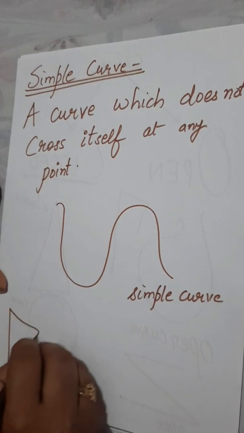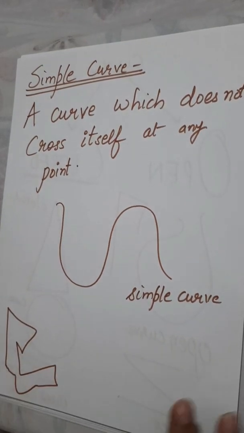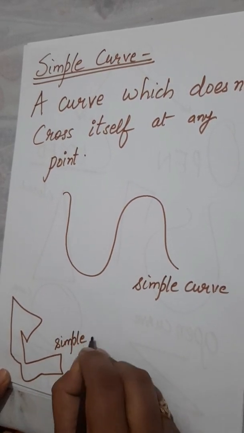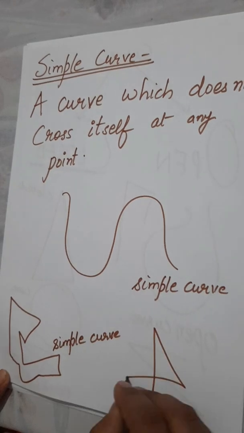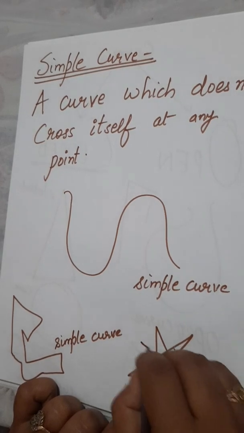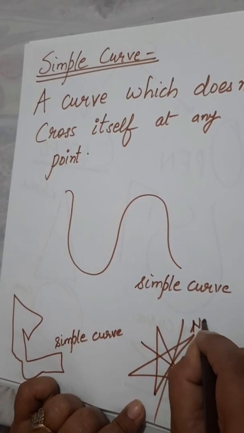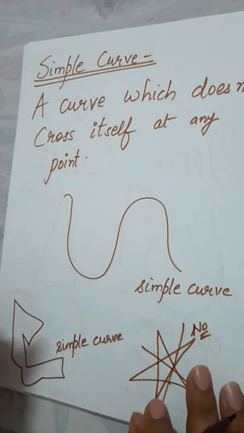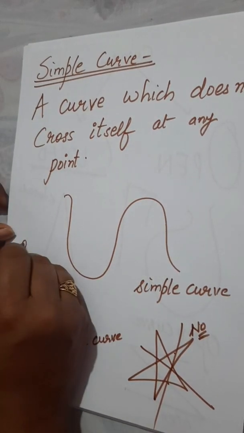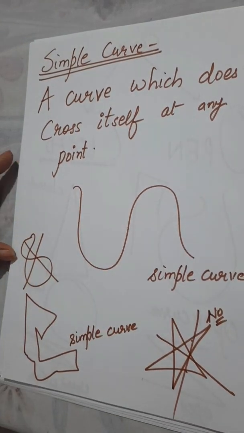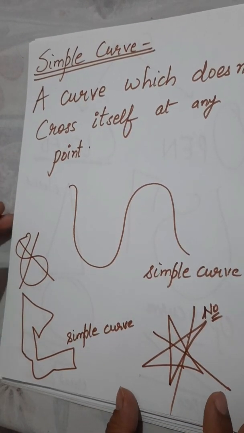If I draw like this, this curve is also not crossing at any point. This is also an example of a simple curve. But if I draw a curve like this, the line segments are crossing each other at so many points. So this is not an example of a simple curve, because a simple curve does not cross itself. If I draw like this, it also crosses at a point. So this is not a simple curve. So a simple curve is a curve which does not cross itself at any point.